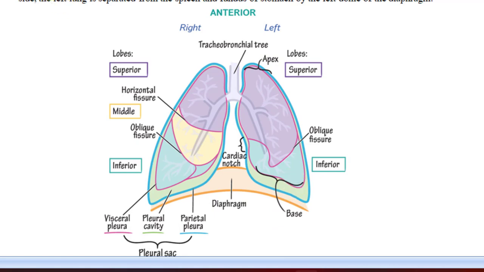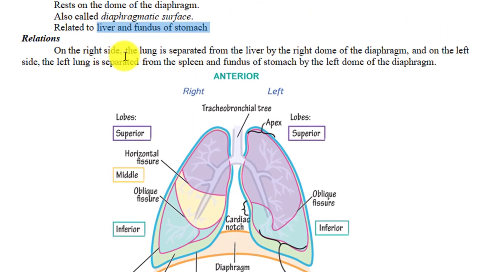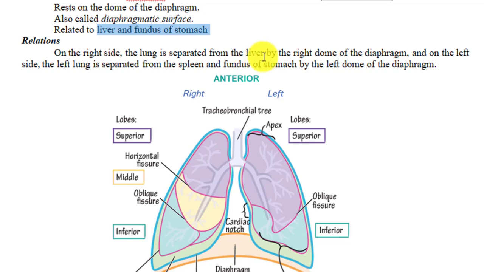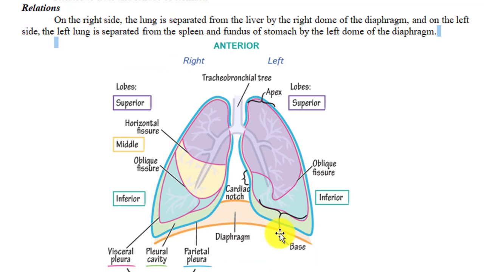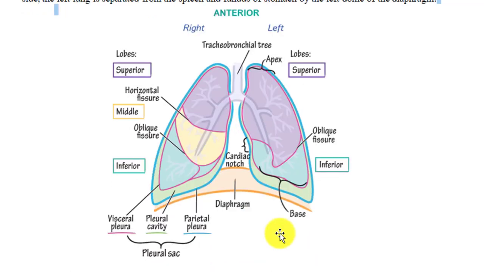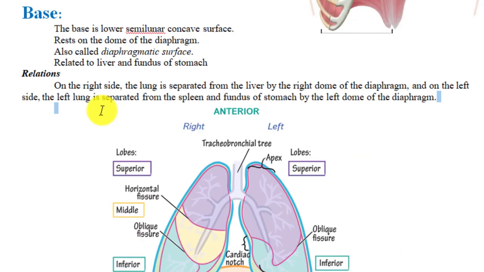Now what are the relations of the base of the lung? On the right side, the lung is separated from the liver by the right dome of the diaphragm, okay? So on the right side, the right lung is in relation to the liver. On the left side, the lung is separated from the spleen and fundus of the stomach by the left dome of the diaphragm. Okay, so this was about the relations of the base of the left lung. So, apex and base.